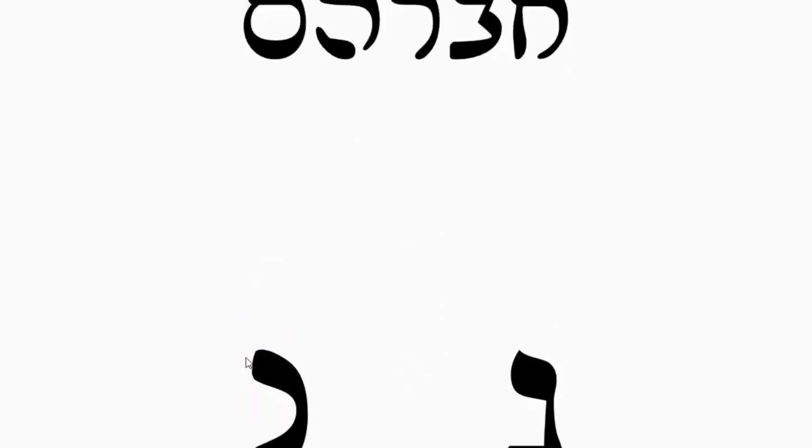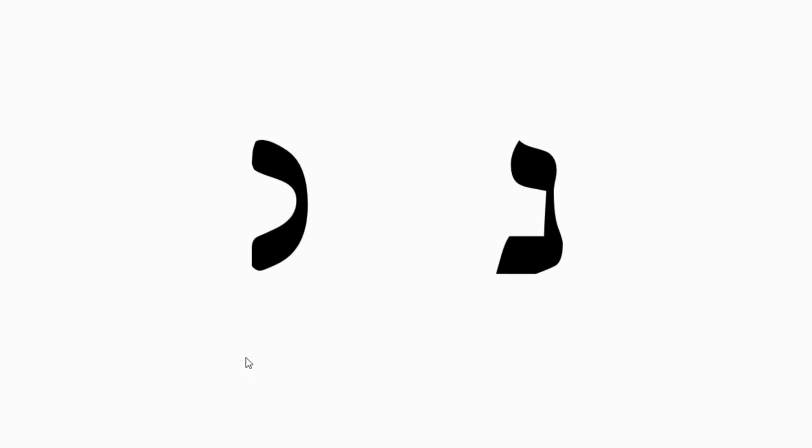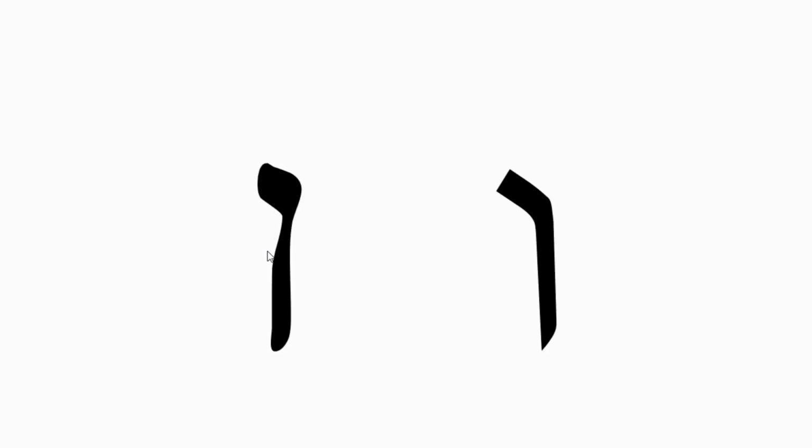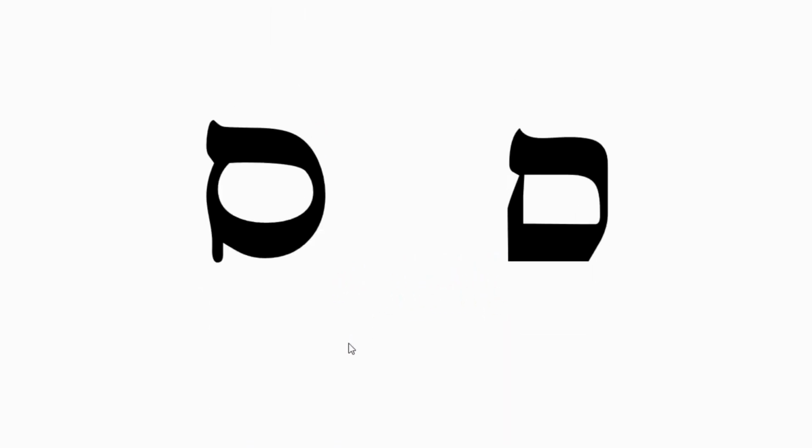Okay, let's keep going. Nun could be confused with chaf, but it is just not as round and as full. Nun. Okay, the nun sofit, same story. This hangs beneath the line. Here's the line. This hangs beneath. Okay, here is the samech. Now the samech is just the mem sofit with a tail. And of course here's how in print we would do the samech.